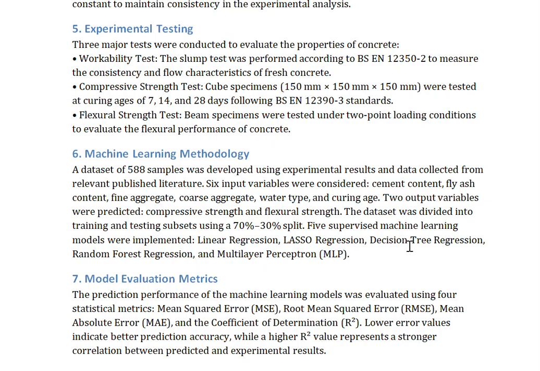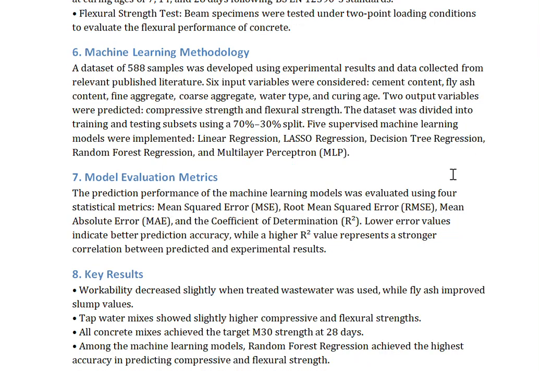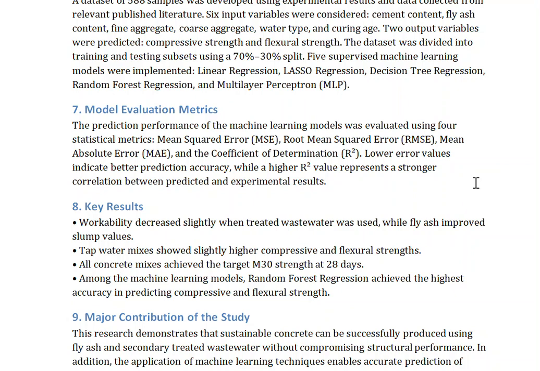Now we'll discuss the model evaluation metrics. The prediction performance of the machine learning models was evaluated using 4 statistical metrics: mean square error, root mean square error, mean absolute error, and the coefficient of determination. Lower error values indicate better prediction accuracy, while a high R square value represents a strong correlation between the predicted and the experimental results.